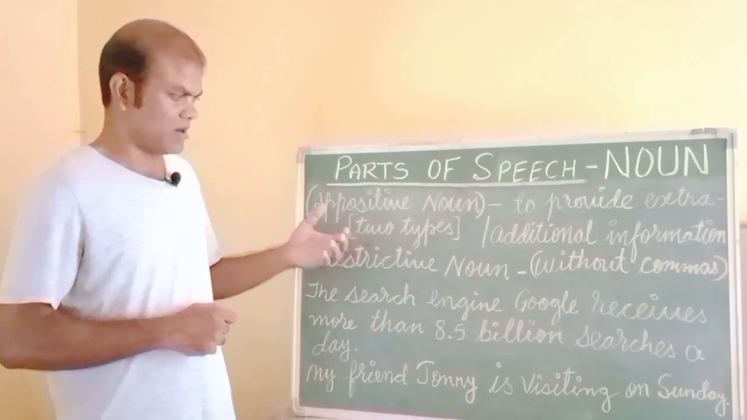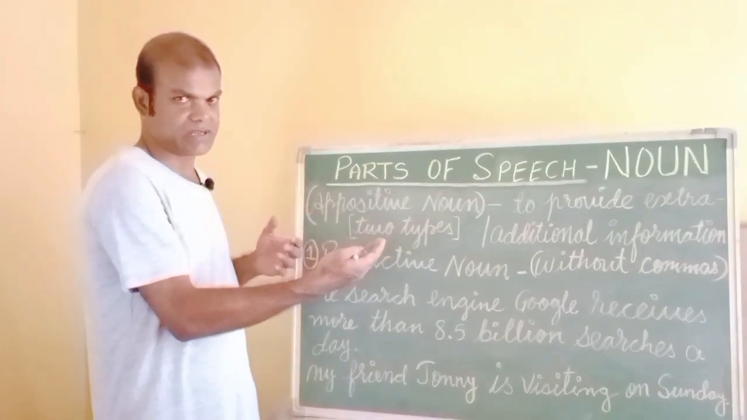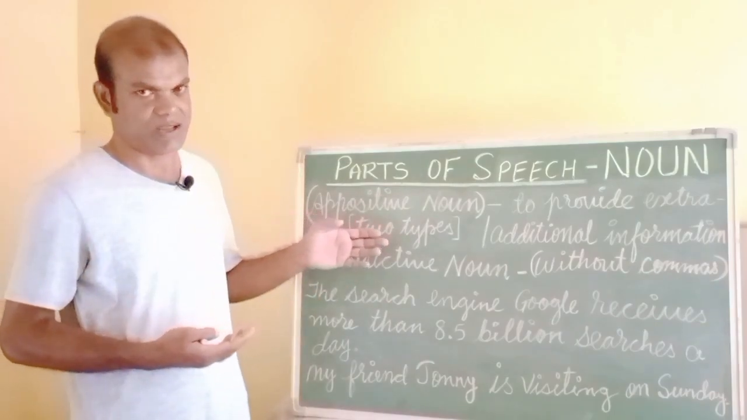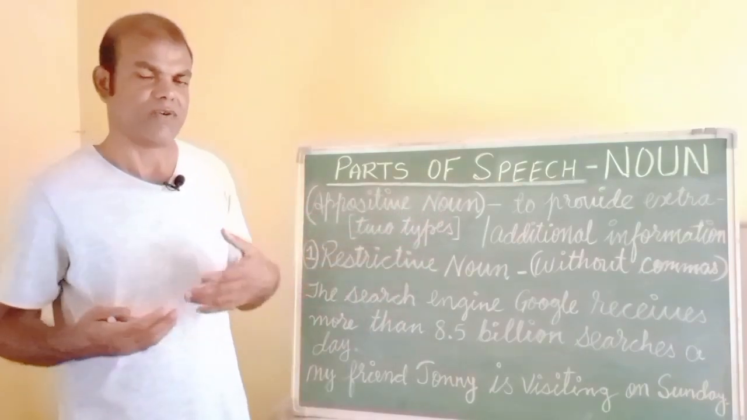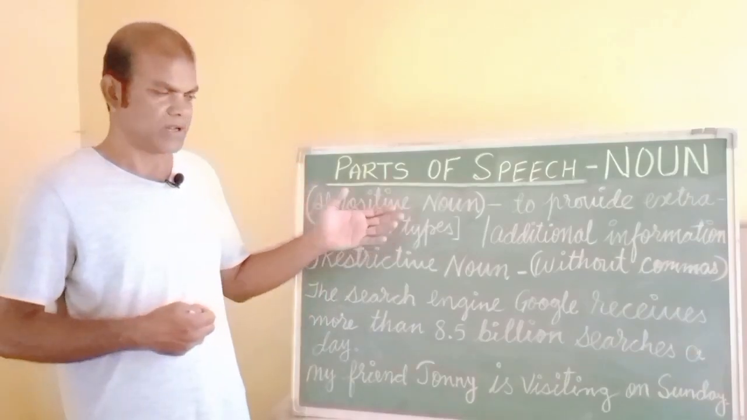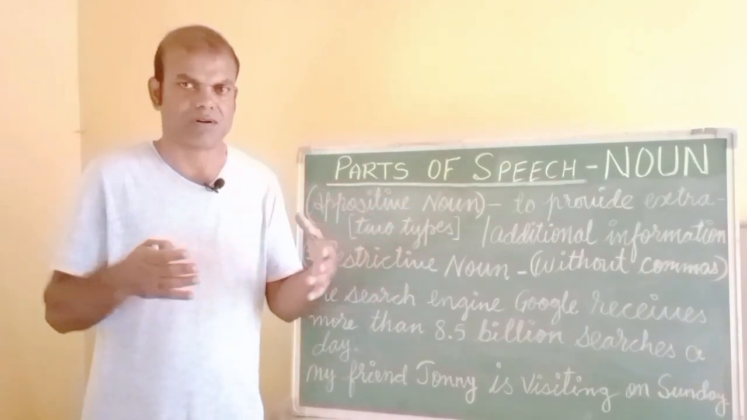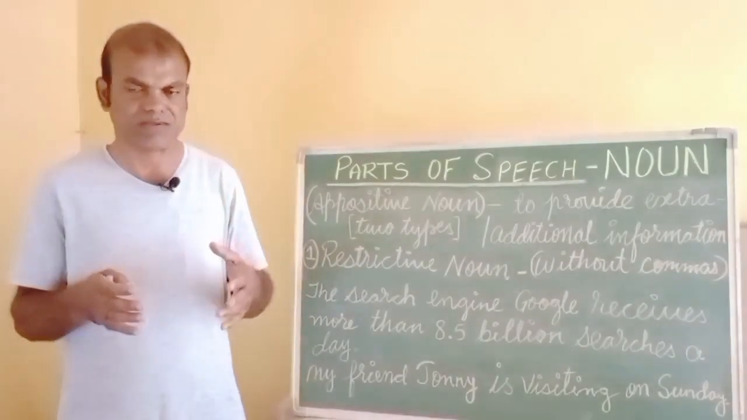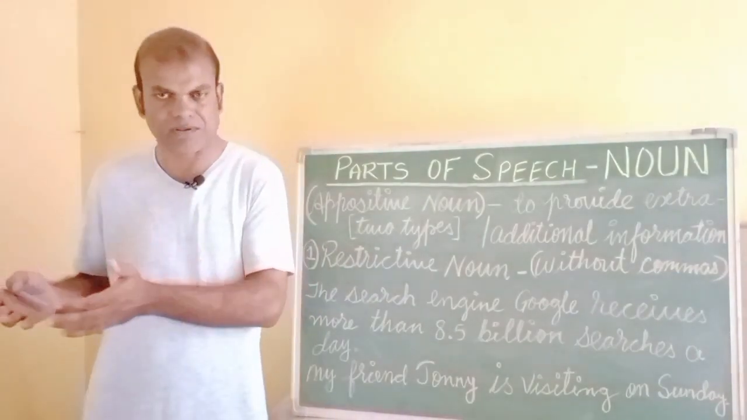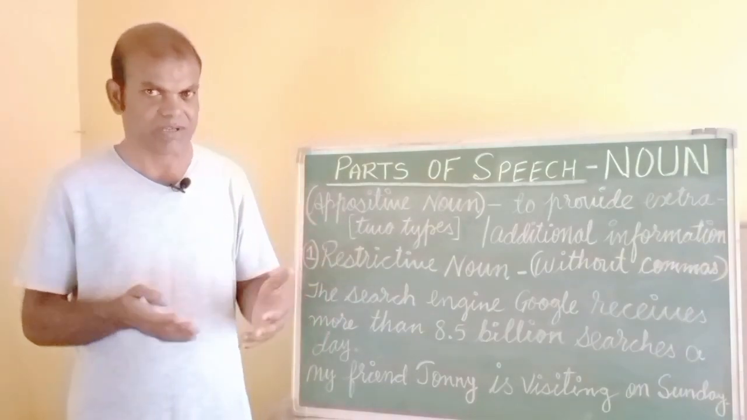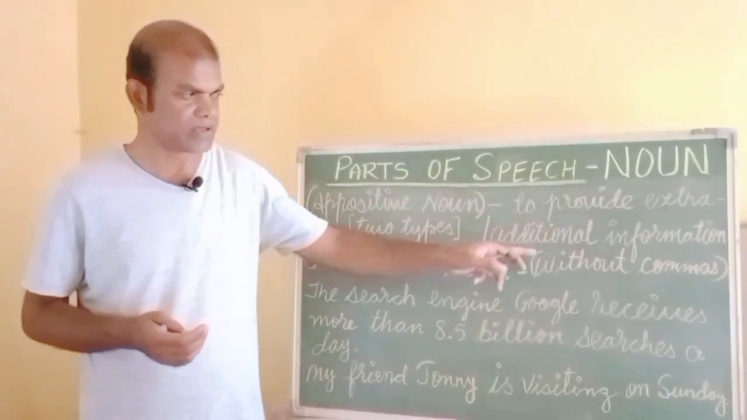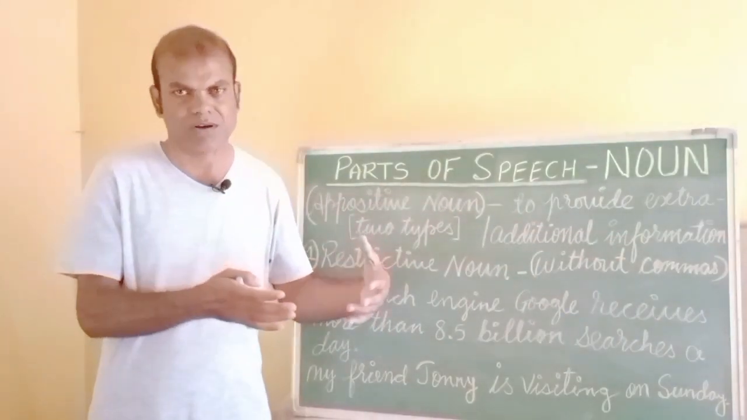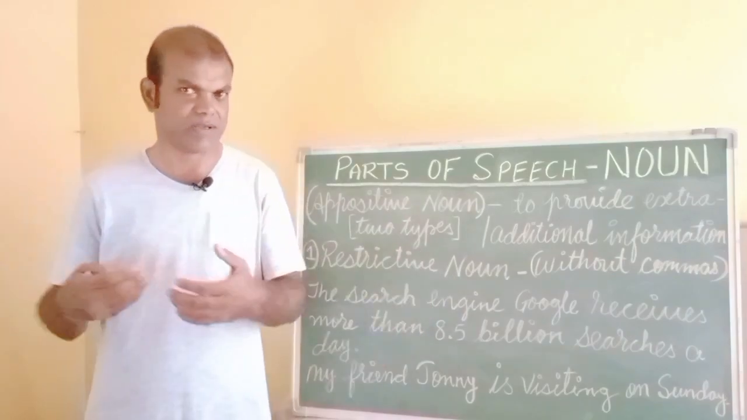Appositive noun. A noun can be used in a sentence as an appositive noun. This is a form of a noun. It is known as appositive noun. Now, what is an appositive noun? An appositive noun is a noun or noun phrase which immediately appears after another noun. In a sentence, you will see a noun, and after that you will see another noun which is providing extra or additional information. An appositive noun provides extra or additional information about the other noun.